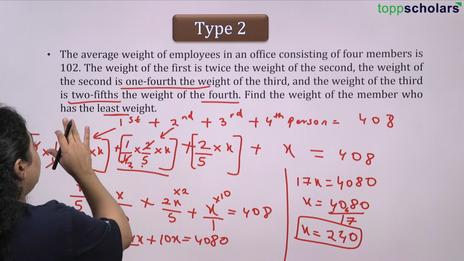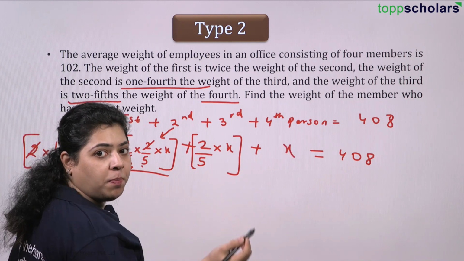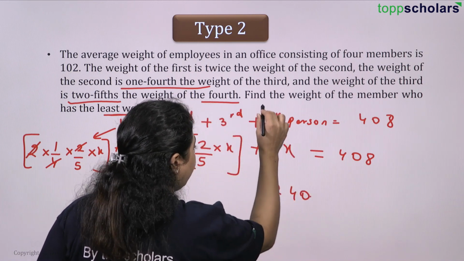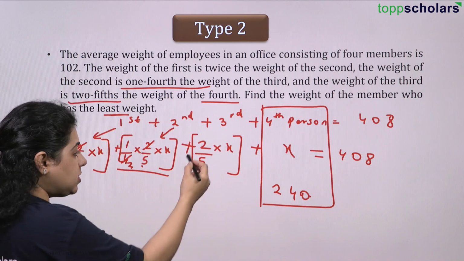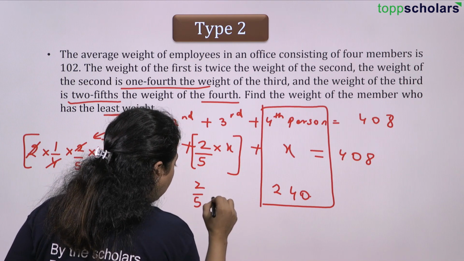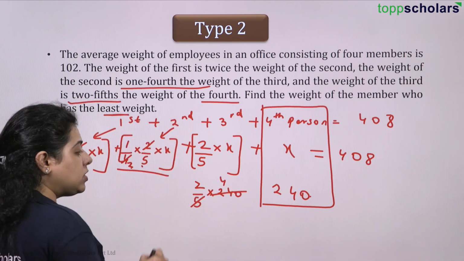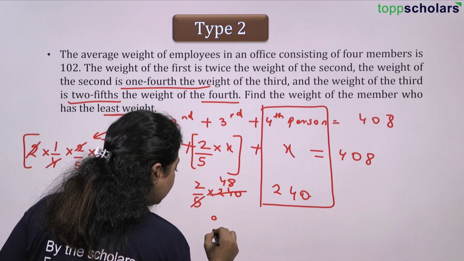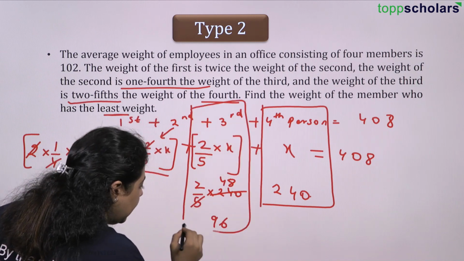Now let us find out the weight of the least weight person. So fourth person was x. So fourth person x is 240. The weight of the fourth person we have received is 240. Weight of the third person is 2 by 5 of 240. So 5 and 240 can be cancelled out by the table of 5. So it will be 5 4s is 20 and 48. 48 into 2 gives us 96. So the weight of the third person becomes 96.